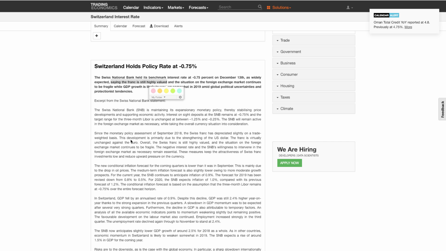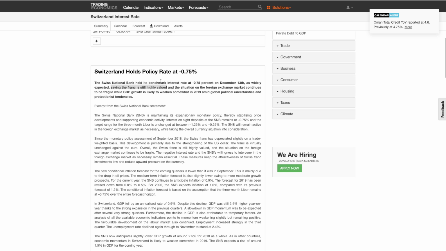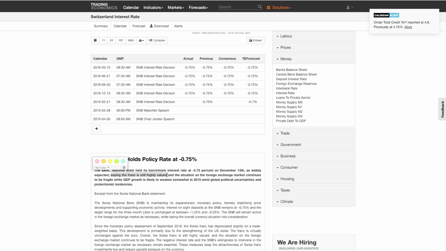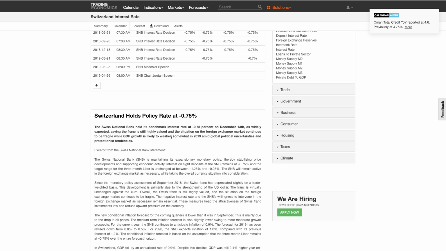It means that they want a weaker currency, right? A highly valued Swiss franc isn't good because they want to try to stimulate inflation. And if you stimulate inflation by having a weak currency, so they're saying, and they're telling you that it's highly valued, right? And the market continues to be fragile.